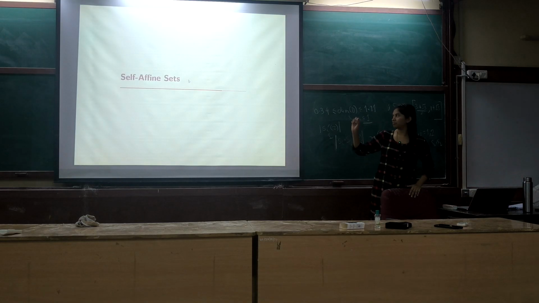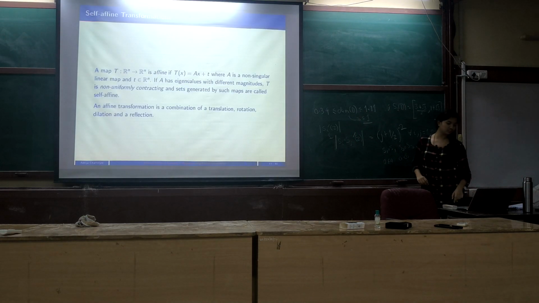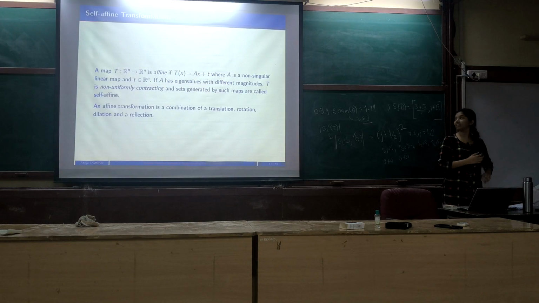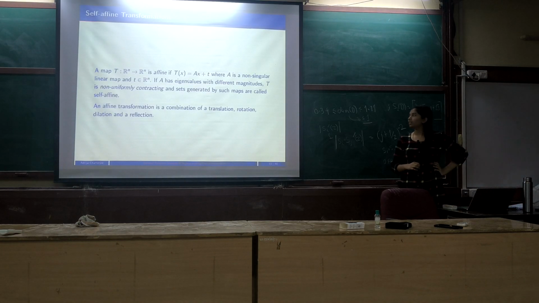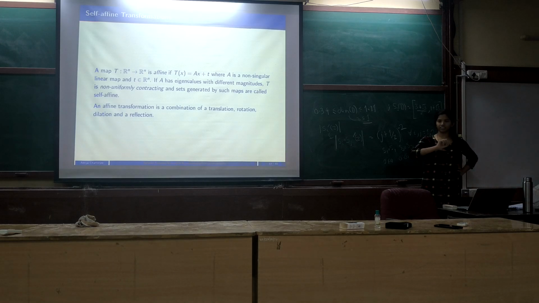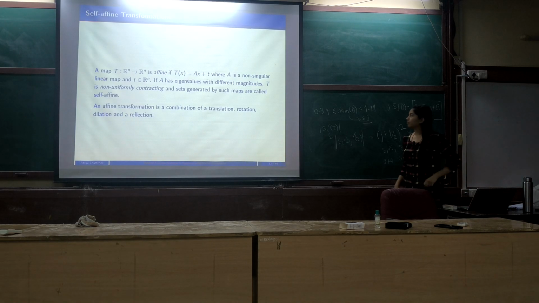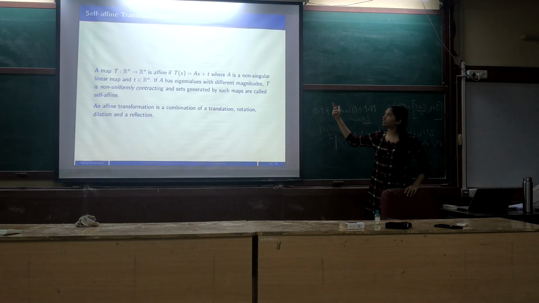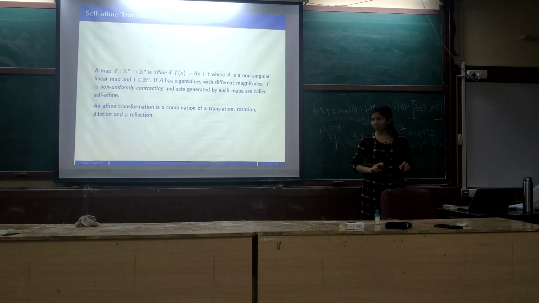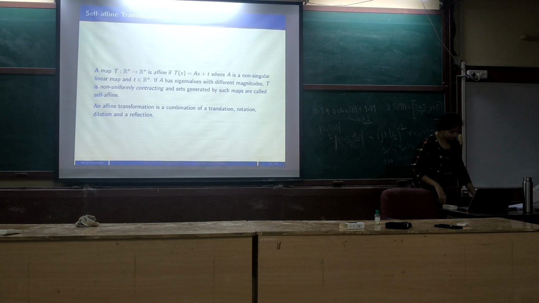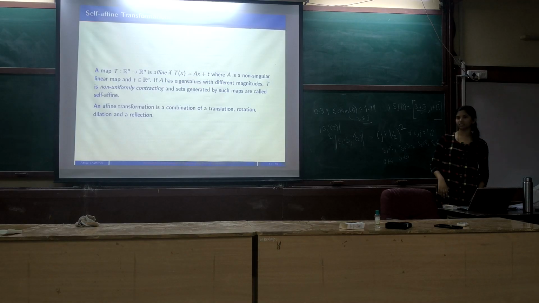So the matrix has different eigenvalues and it is non-uniformly contracting. This self-affine transformation is a transformation that will map your square to a parallelogram or a sphere to an ellipsoid by contracting different coordinates by different ratios. A self-affine set is an attractor of such an IFS. So say your IFS has self-affine transformations, and you take the attractor of that IFS, and that will be termed a self-affine set. That is also a fractal, but it is a generalization of the fractals we worked with before.